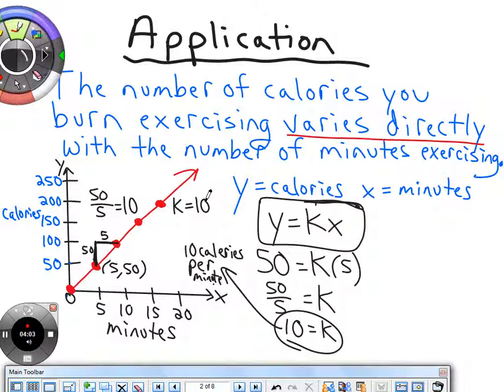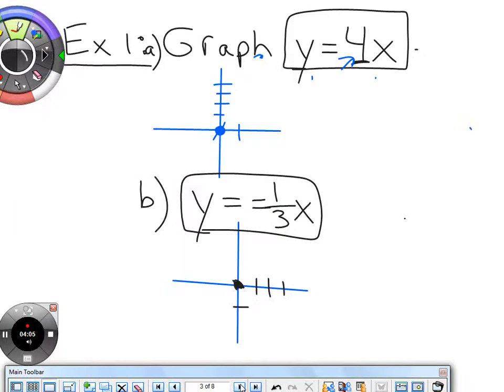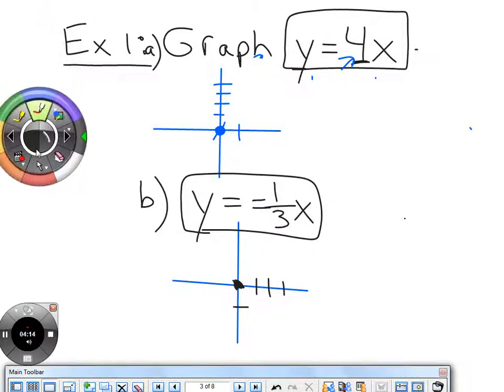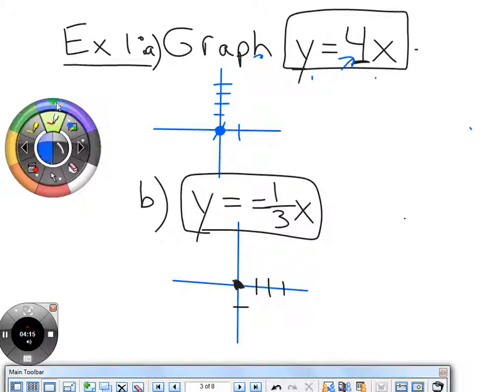All right, let's move to the next problem. Let's say they ask you to graph. They just say, hey, this is a direct variation equation. It's y equals 4x. We'd like you to graph it. Well, these are among the easiest things to graph, really, because all of the direct variation equations, they go through 0, 0, and all we have to do is get one other point.